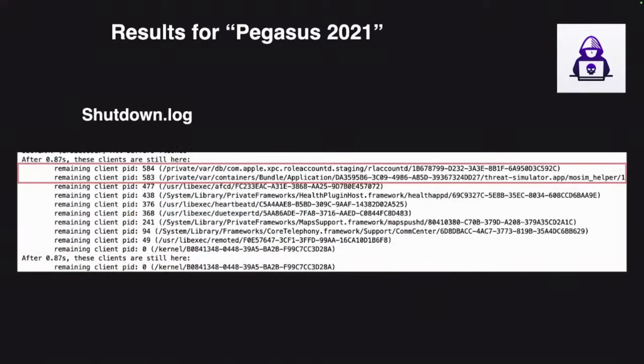but I also didn't do a lot more work with different file paths. And now for a simulation for Pegasus 2021. We can see here this is a shutdown log where the process was stalling the shutdown, and we see the same directory in one of the Pegasus 2021 process names, and you also see my threat simulator that is working there, inside of there afterwards.